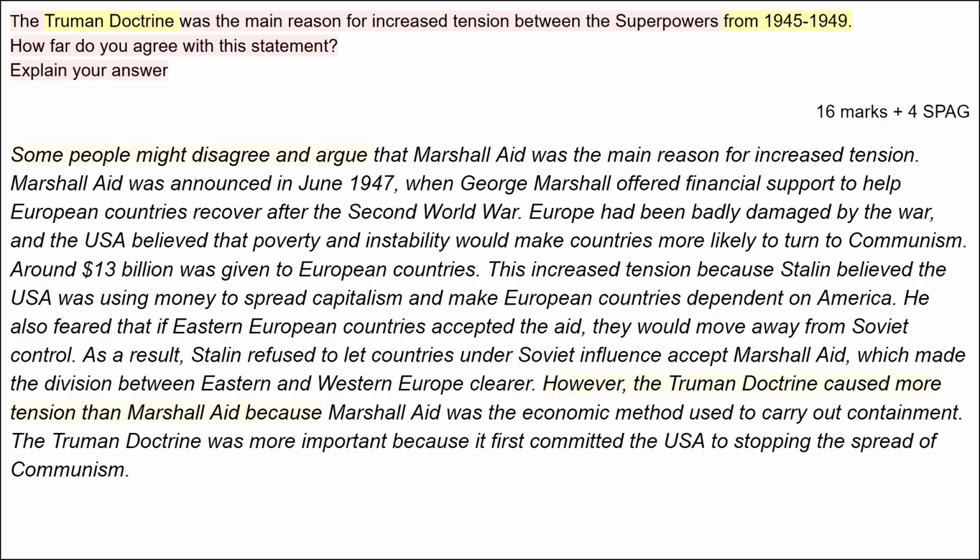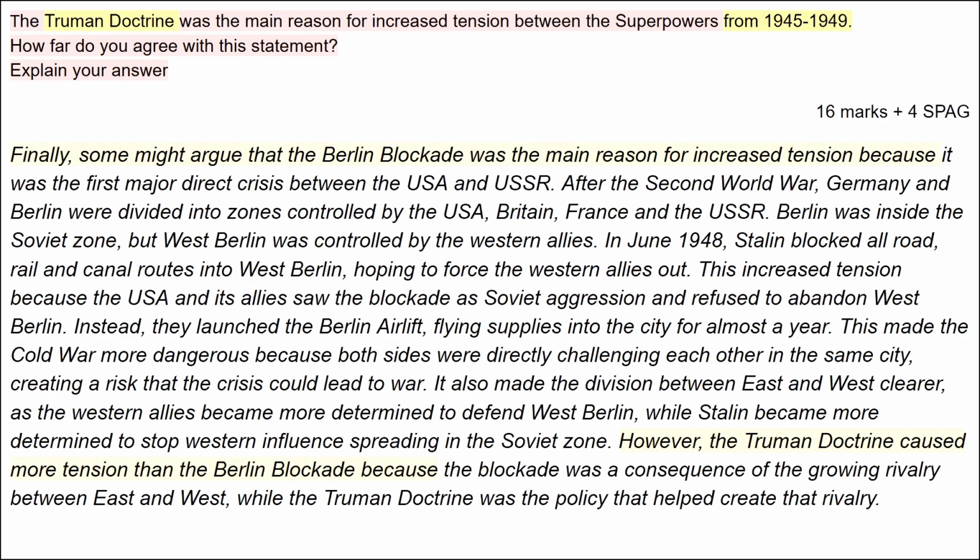Now, if I've got time, I'm going to add another event to show a range of knowledge. I also like to have another event just as a backup, just in case I've accidentally spoken about an event that doesn't fit the criteria of the time period. So here we go. Finally, some might argue that the Berlin blockade was the main reason for increased tension because it was the first major direct crisis between the USA and USSR.